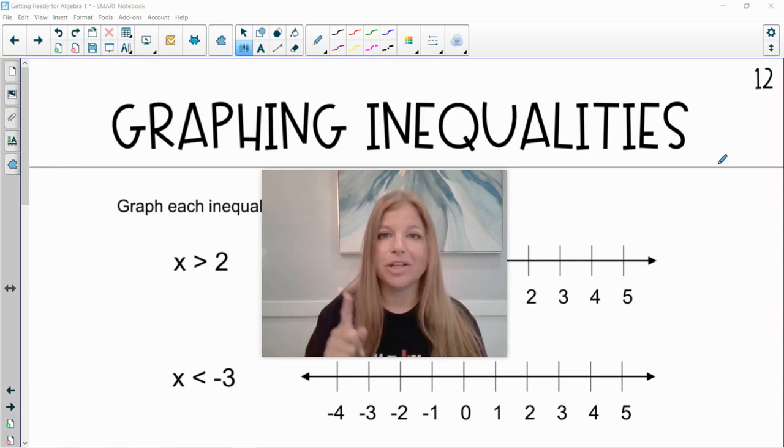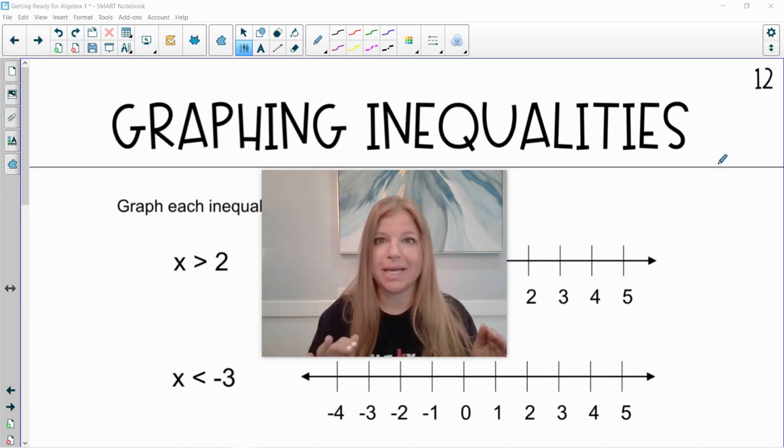Hey guys, we are looking at graphing inequalities. So we need to know our symbols. I'm going to review the symbols with you. We need to know when it is an open circle, a closed circle, what does that even mean, and which direction of the number line do we shade in.